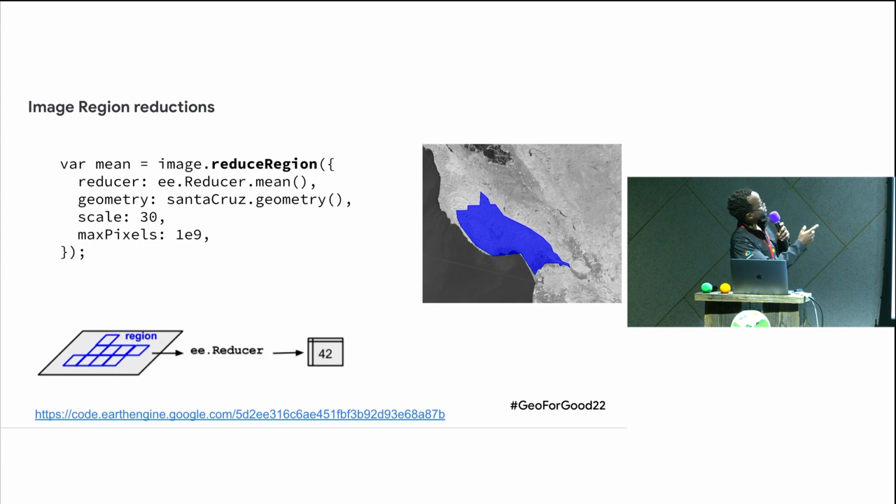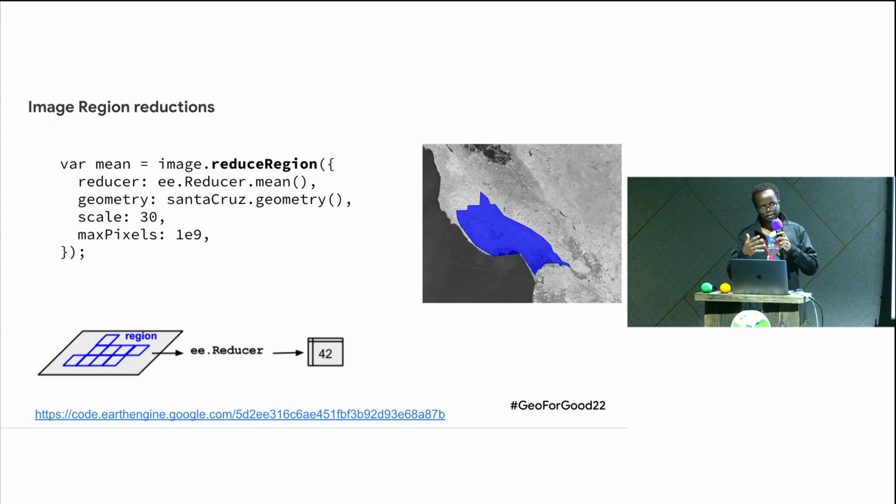So now we know how we got the geometry. We have the Santa Cruz geometry here, and then we set the scale here. The scale is how many meters wide a pixel is. And maxPixels here is a guardrail. It's a guardrail to prevent us from doing a very large computation without wanting to do that.